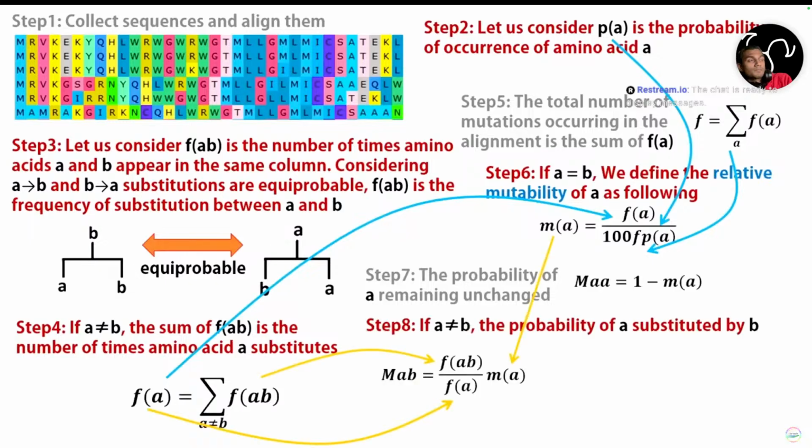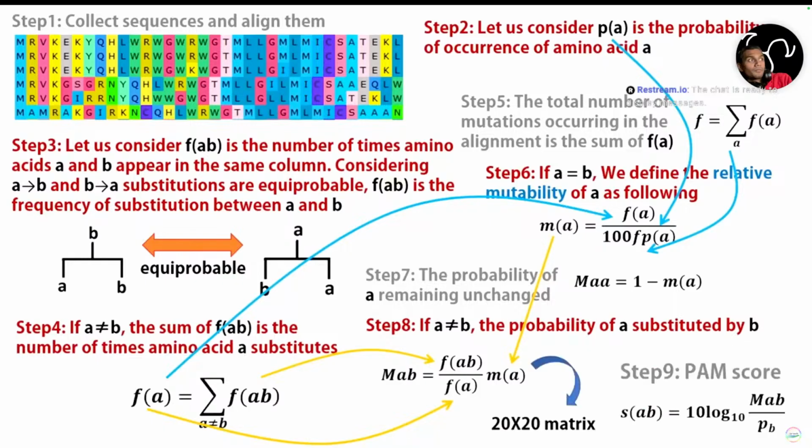Now, if A and B are different, the probability of A changing into B can be computed as the product of the conditional probability that A will change into B, given that A changes, times the probability of A changing. This is the expression. Now we can define scoring matrices. The score is calculated as this.